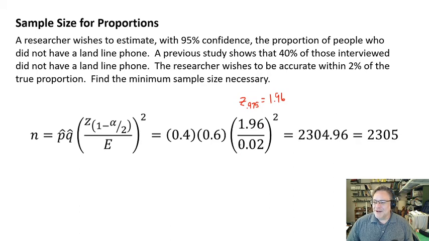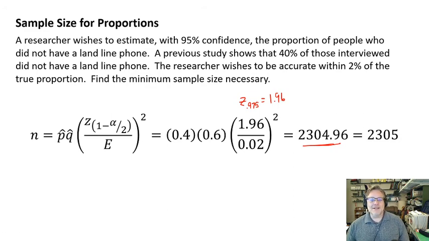We divide that by our value of e. Make sure you do this first and then square it. Order of operations says we have to do exponents first and then multiplication. So after we do this, then do the multiplication, we get 2,304.96.